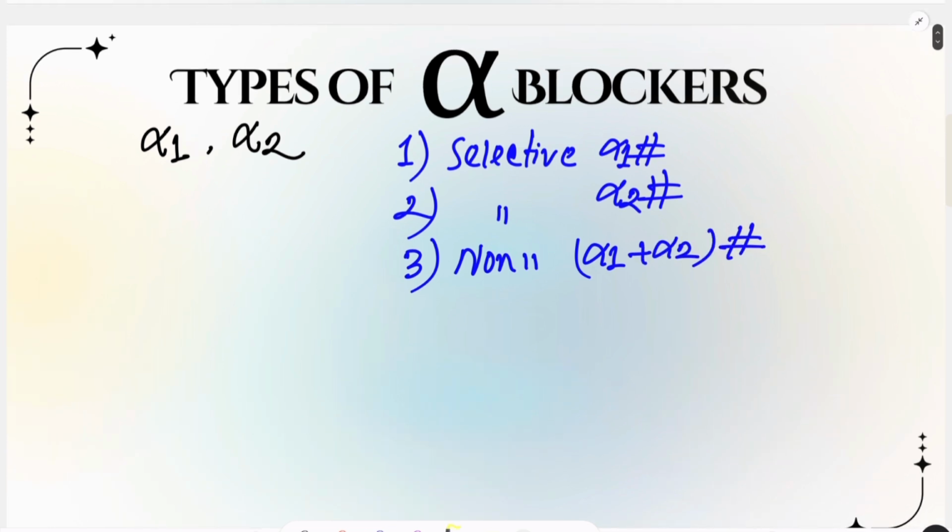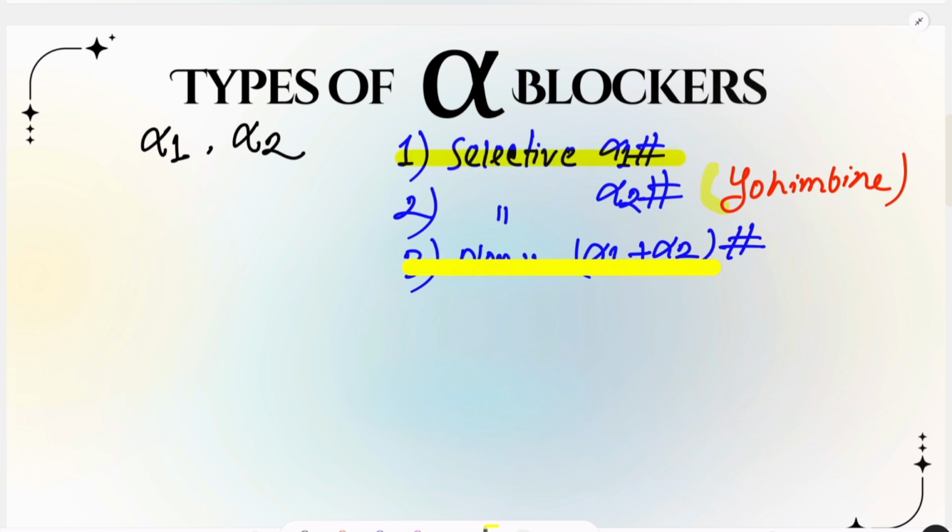Among these three, the selective alpha 2 blocker has no clinical utility, but you can remember the name if you want to, and the name is yohimbine. As it has no clinical utility, we will not discuss the selective alpha 2 blocker yohimbine further in this video. So, mainly we have two types of alpha blocker. One is the selective alpha 1 blocker and the second one is the non-selective alpha blocker, which blocks both alpha 1 and alpha 2 receptors.